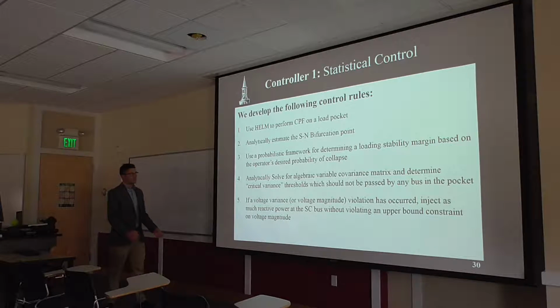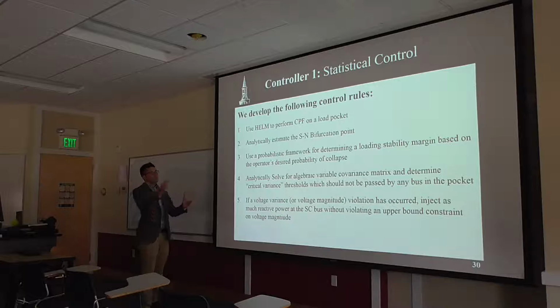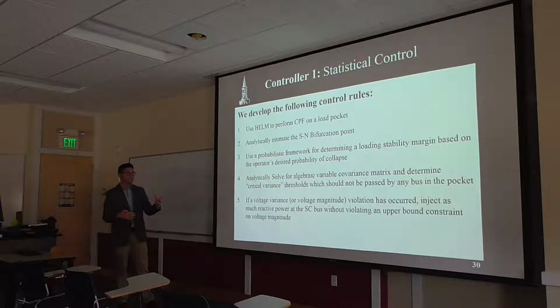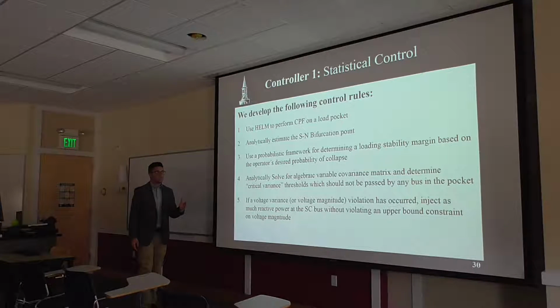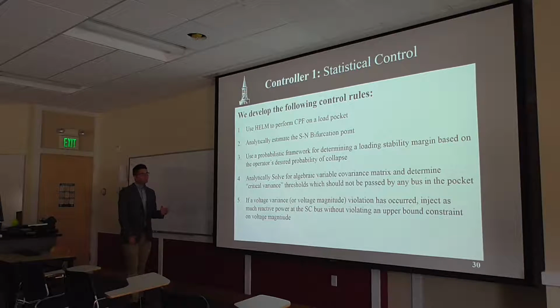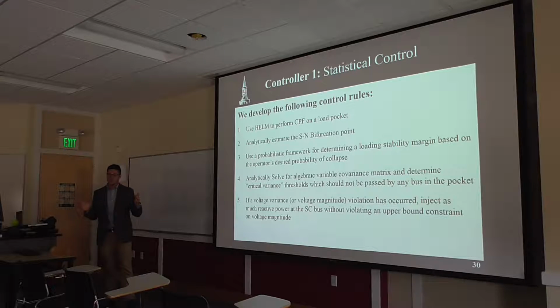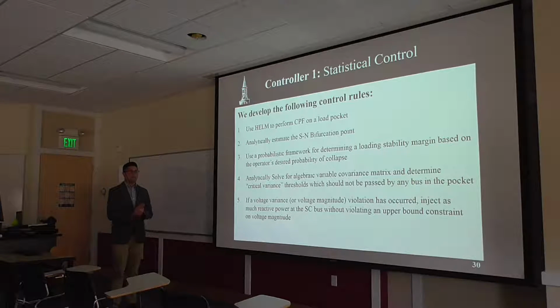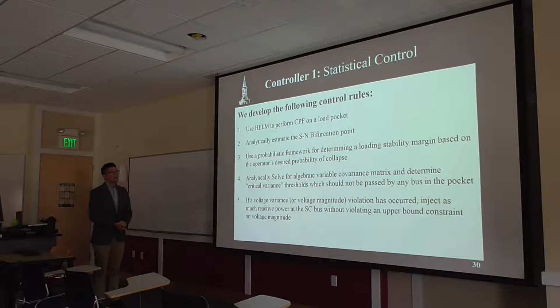Number three, use some sort of a probabilistic framework, which I previously developed in the previous slide, for determining a loading stability margin based on the operator's desired probability of collapse. So maybe the operator says something like, if there is a 1% chance of voltage collapse anytime in the next 5 minutes, that is too high, we need to take mitigating control action. So we use that probabilistic framework.